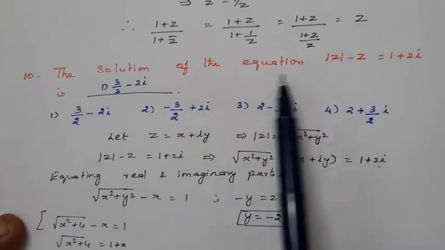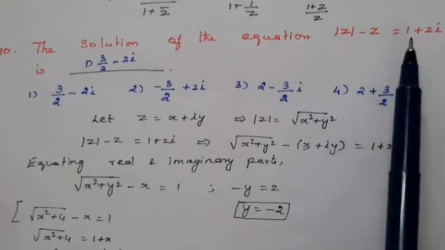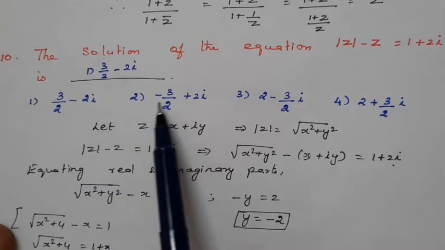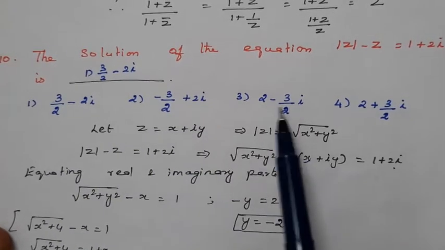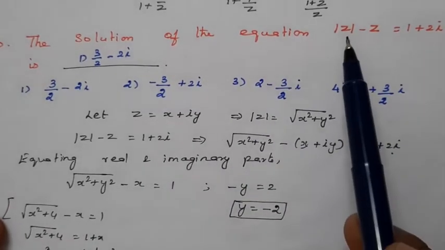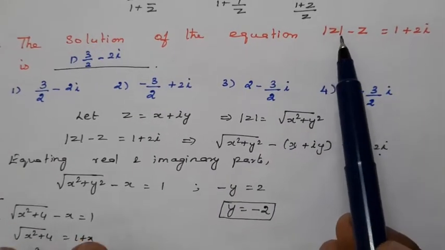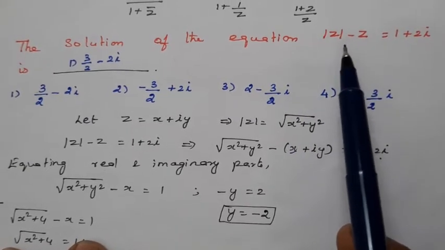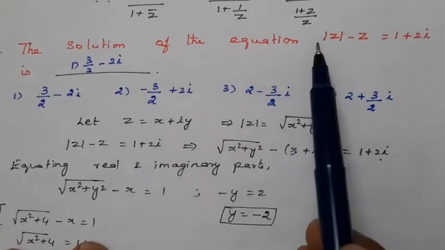The solution of the equation modulus of z minus z is equal to 1 plus 2i is dash. Options are 3 by 2 minus 2i, minus 3 by 2 plus 2i, 2 minus 3 by 2 i and 2 plus 3 by 2 i. So you have to substitute z as x plus iy in this equation and then get the value of x and y, and then that will be the solution for this given equation.